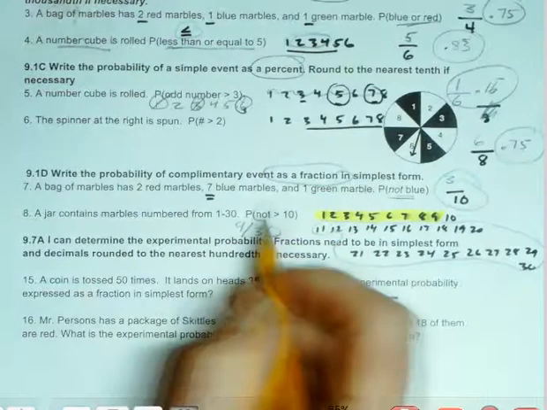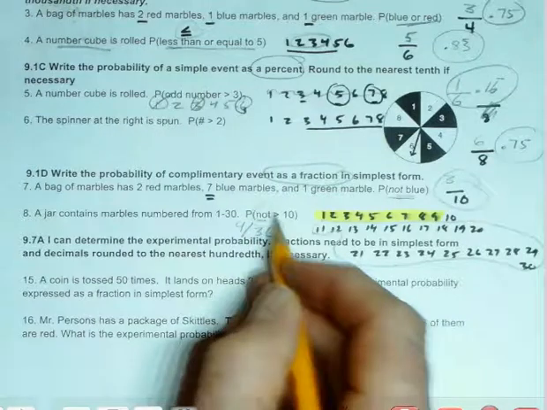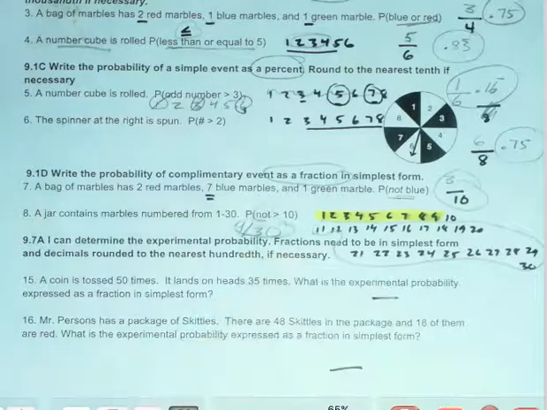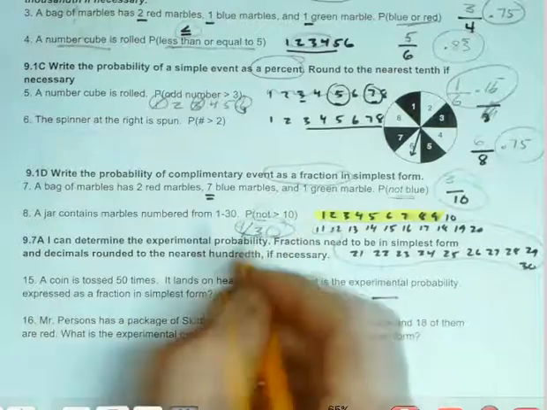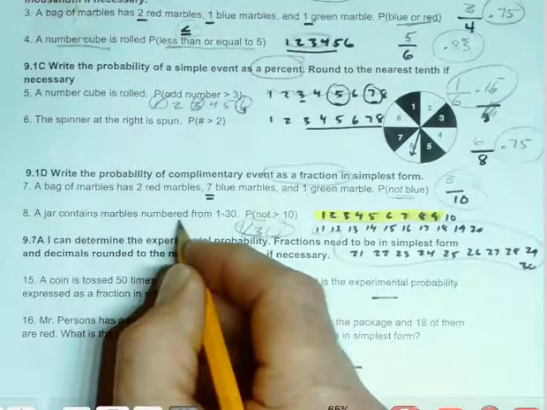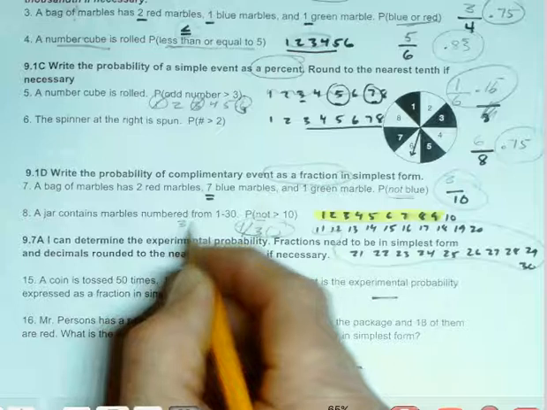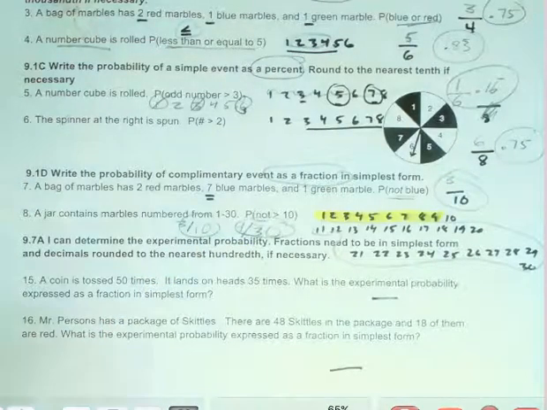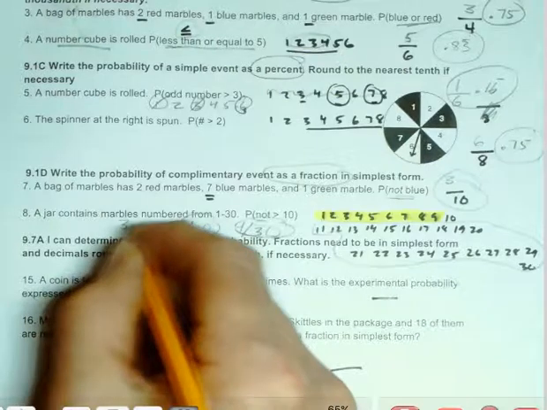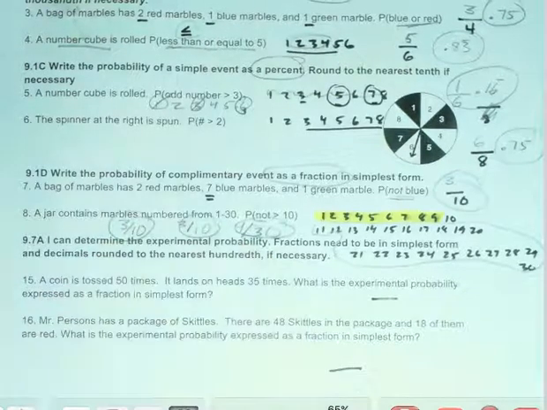We'll double check this. Probability of it not being greater than 10, 9/30ths. Okay, and that is a fraction. It is not in simplest form. We could divide both of those by 3. We can end up with 3/10. Once again, we have 3/10. All right, I'm going to write that a little more clear. Circle it a little bit better. There we go.